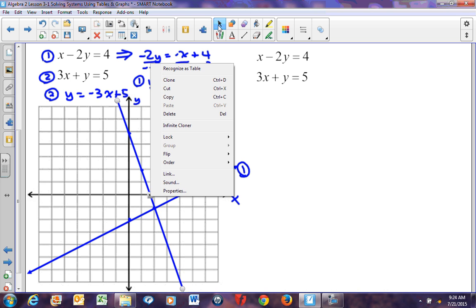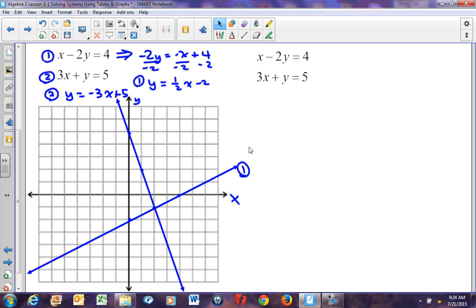Of course, always label this so that we know which graph is which. This happens to be graph number 2 for me, so I'm going to label this here 2. And we can see that it intersects at this point right here. That point happens to be (2, -1).